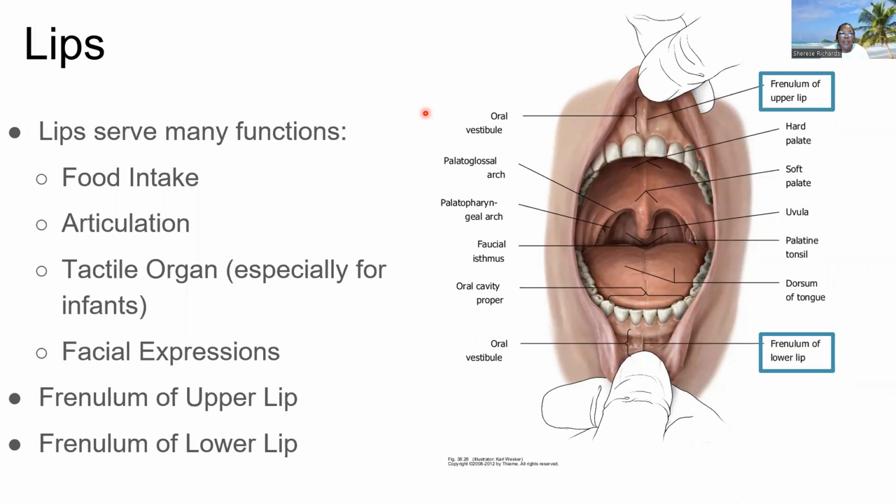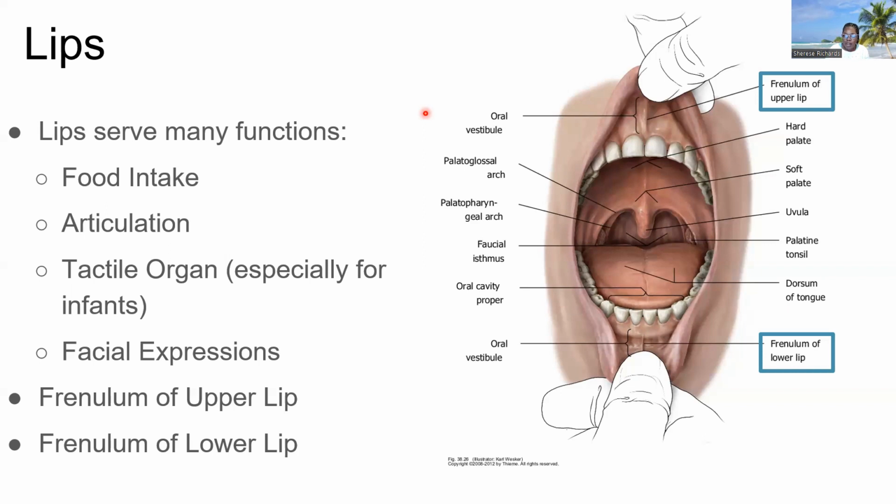speaking. The lips are going to help us with food intake, moving that food, controlling how that food is moved around or masticated in the oral cavity, certain aspects of articulation and phonation, as well as tactile, right? Tactile appreciation, especially for infants. That suckling reflex is brought about mainly by the lips. Lastly, it's going to be a part of our facial expression.